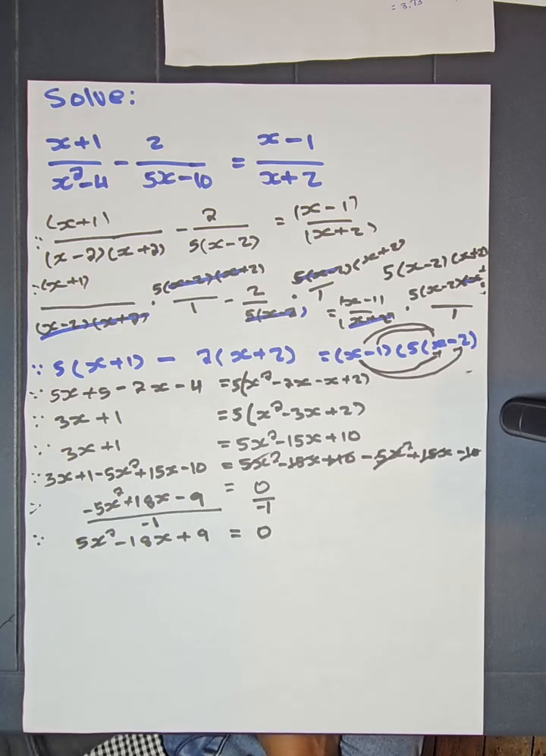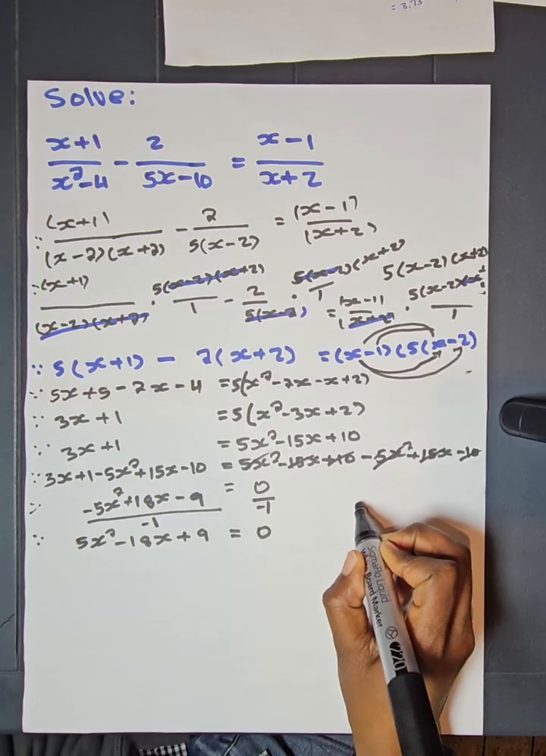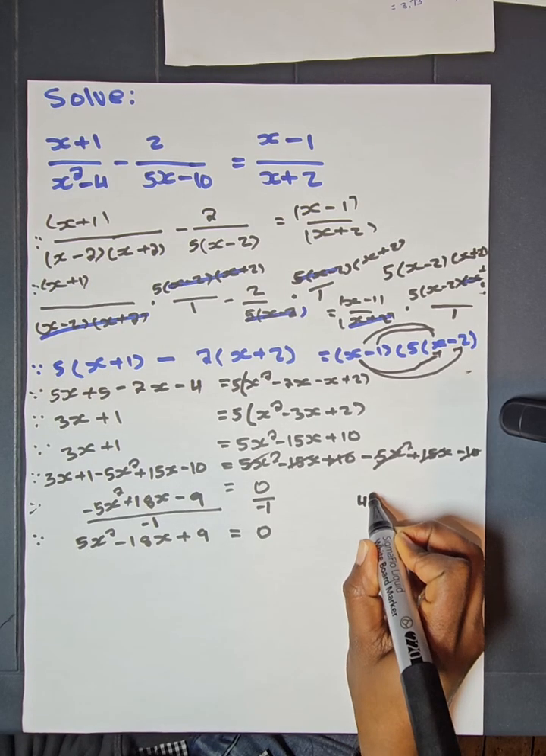Well, let's check. Our coefficient of x squared is 5 and the constant term is plus 9. We're going to therefore need to multiply 5 and 9. If you multiply 9 by 5, it gives us 45.